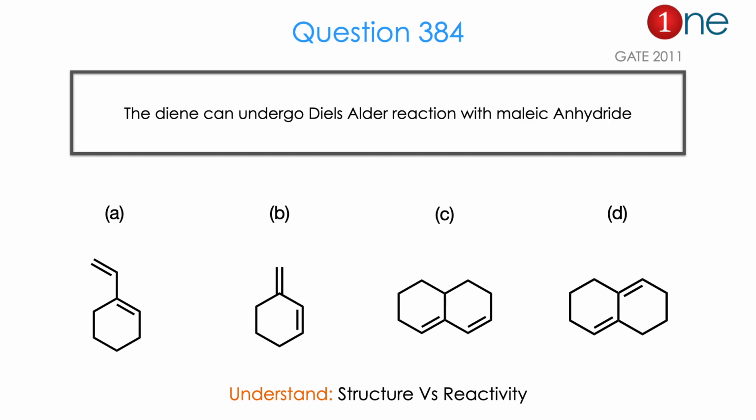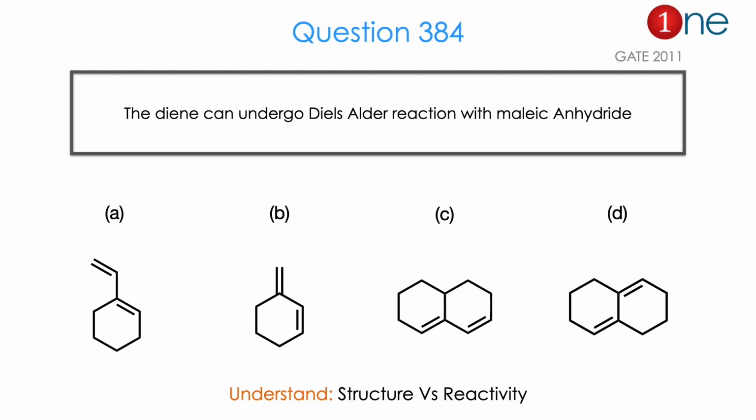Then let us look at the next question. The question is really about dienes that can undergo Diels-Alder reaction with maleic anhydride. They have given four different starting materials. You have to find which structure undergoes the reaction faster. The first one is cyclohexane with a conjugated diene, but in trans form.